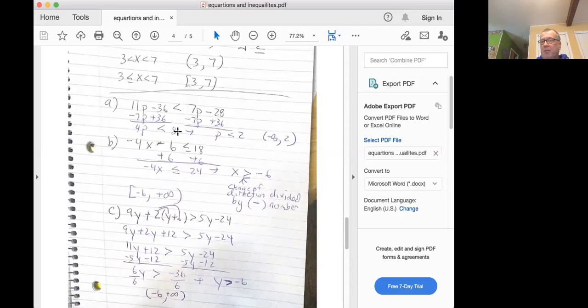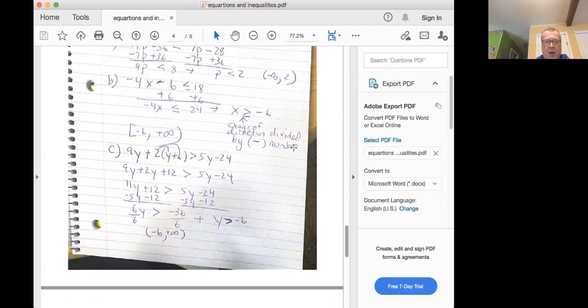We're going to divide now. This is where we have to watch out. Okay, since we're dividing by 4, nothing changes. So we keep the direction the same on the inequality, and p is less than 2. So that means it goes forever to the left. So that starts at negative infinity with a parenthesis around it, all the way up to 2 with a parenthesis.